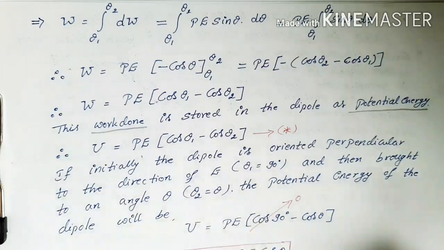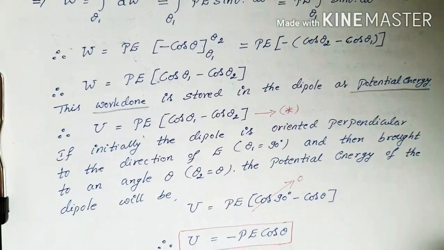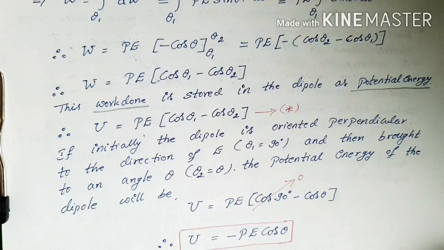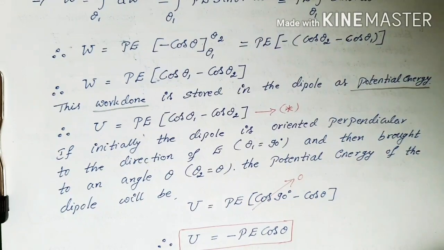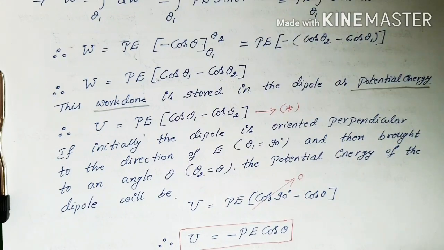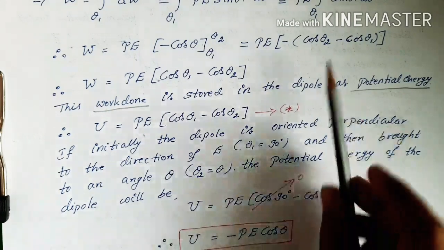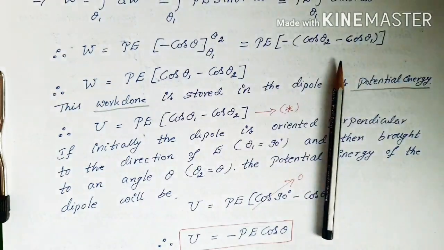Now let's discuss the case. If initially the dipole is oriented perpendicular to the direction of E, means if we imagine that initially the dipole is aligned exactly vertical to the electric field, means you observe the zero energy position, right? So there if we place the dipole, then theta 1 becomes 90 degree. That is the initial angle, exactly vertical like this, right?